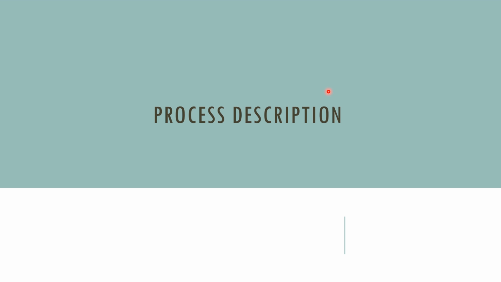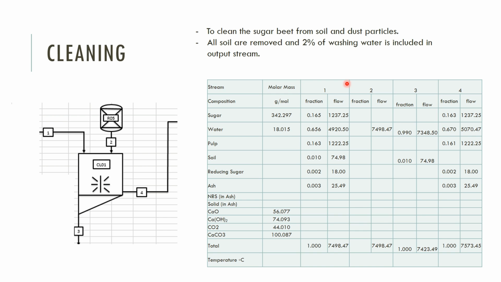Okay, the process description. We start out with cleaning. The purpose of cleaning is to clean the sugar beet from soil and dust particles. The assumption we made is that all of the soil particles are removed, with 2% of the washing water included in the output stream. First of all, the input stream contains around 7,498.47 kg per hour, while the output stream contains around 7,573.45 kg per hour, which included 2% of the washing water.